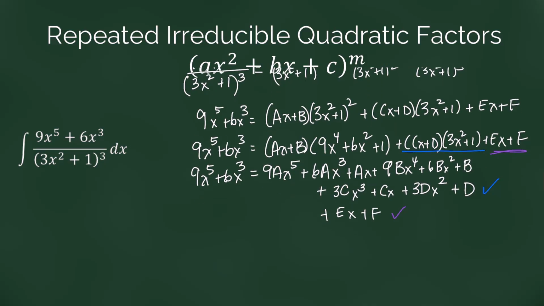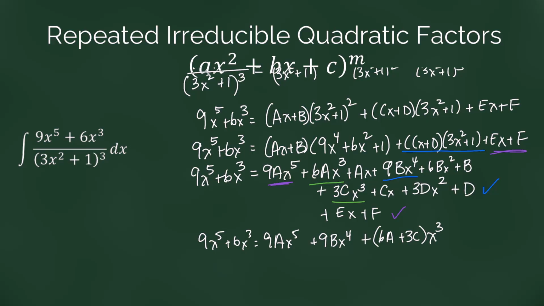And now we'll combine our like terms. So we have only one x to the 5th term right here. So we have on the left still 9x to the 5th plus 6x cubed, but that equals 9a x to the 5th. Then let's look for x to the 4th terms. So we've got a 9b x to the 4th, and that's the only one. Now we'll look for our cubed terms. So we've got a 6a x cubed, a 3c x cubed. That appears to be all of them. So we have plus 6a plus 3c times x cubed.